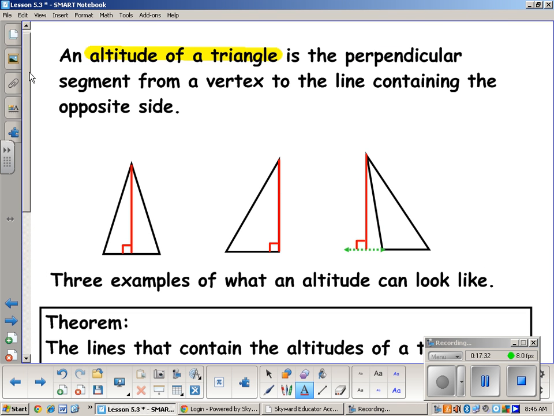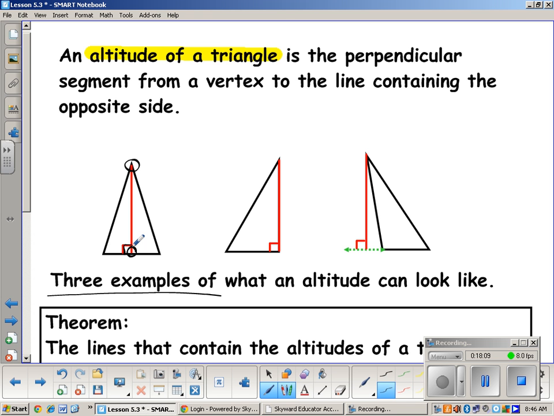An altitude of a triangle is a perpendicular segment from the vertex to the line containing the opposite side. There's 3 examples here of what an altitude can look like. The first one could look like this. I just drop this line straight down from the vertex to here, and I create a perpendicular line on the other side. It may be at the midpoint, it may not. It just drops straight down so it's perpendicular, okay?